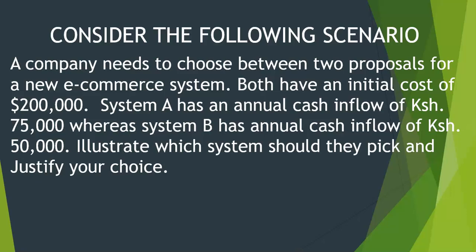So in this e-commerce system, they have two systems. Both of them have a cost of 2,000 US dollars. I would still ask you to use Kenya shillings. All of them have that as their attached initial capital, whereas system A has an annual cash inflow of Kenya shillings 75,000, whereas system B has an annual inflow of Kenya shillings 50,000. With illustration, of course, determine which system they would pick, and you need to justify your choice.